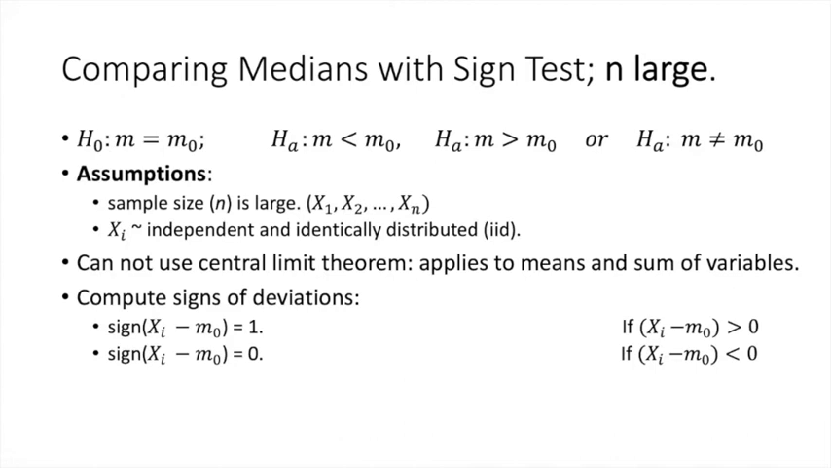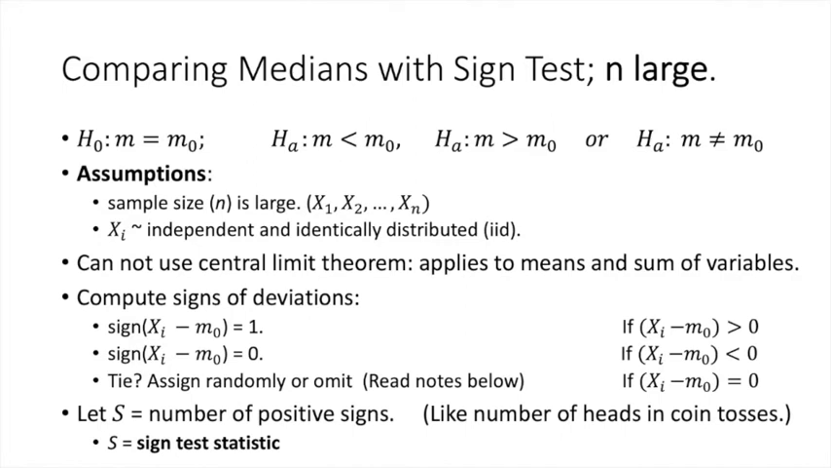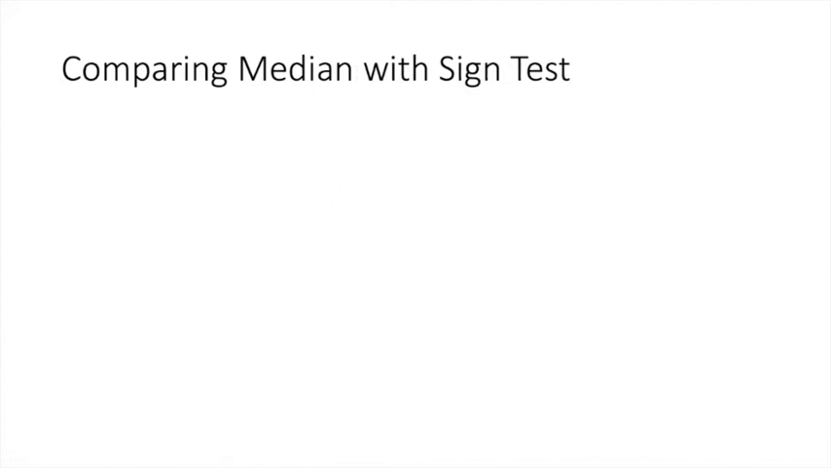In the case of a tie, different approaches are used. Some researchers randomly assign the signs to all the ties, others simply omit the ties from the sample. In any case, we count the number of positive signs and denote it with capital S. Hence, capital S is the test statistic for the Signed test.